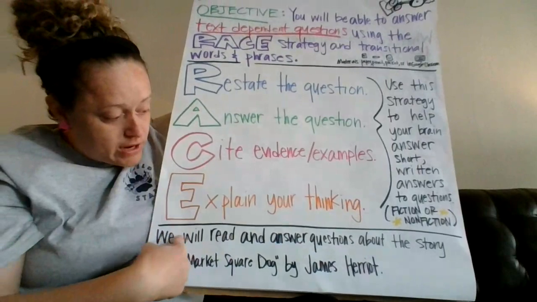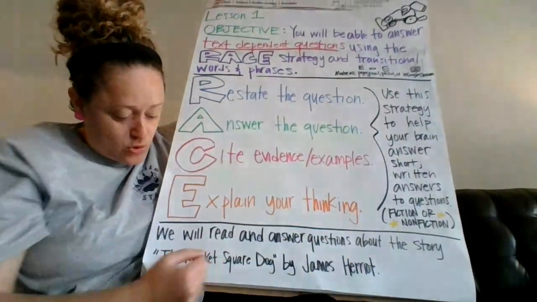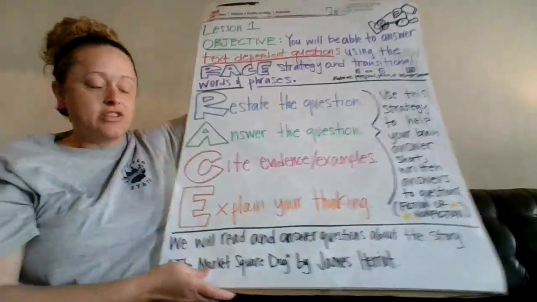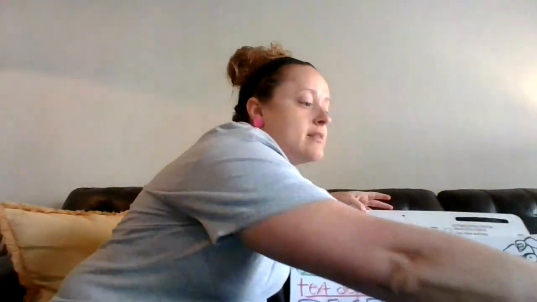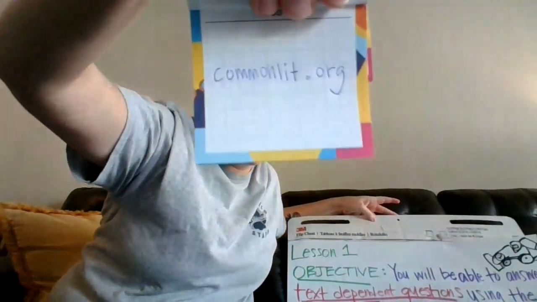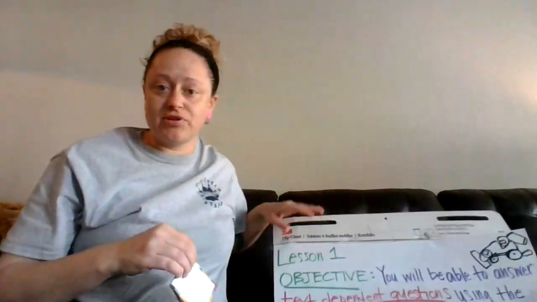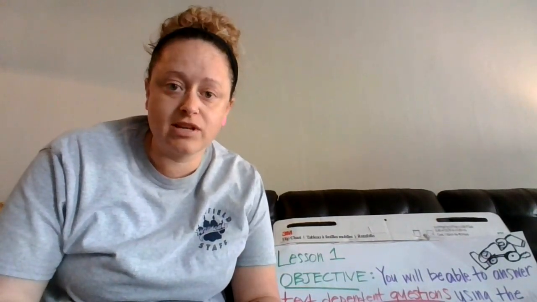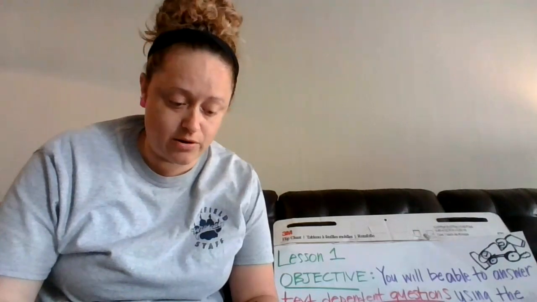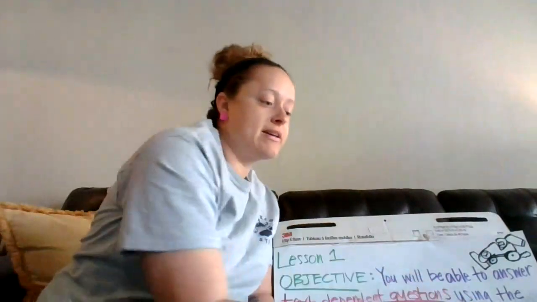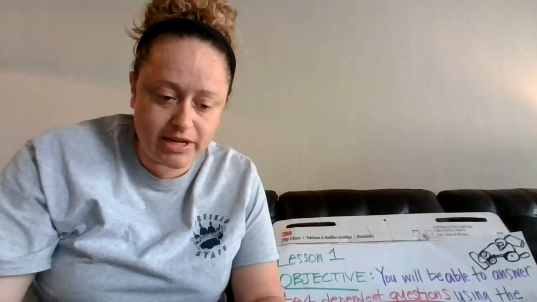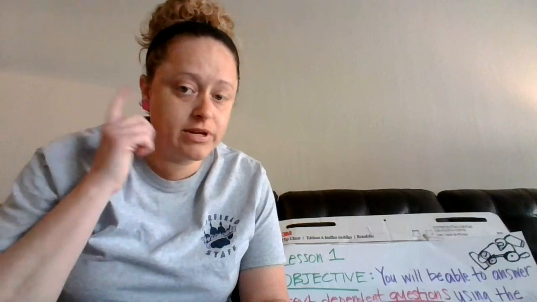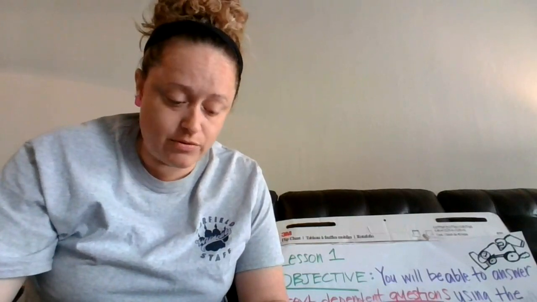So today, we will read and answer questions about the story, The Market Square Dog by James Herriot. And I just want to give a shout out to CommonLit. CommonLit is where I pulled this from. And it's a free website if you want to pull other types of articles and literature to read while you are at home. So I have my assignment pulled up on the phone here for when we get started. So you can follow along with me in your packet or digitally as you read, or you can just listen if you don't have the packet with you.